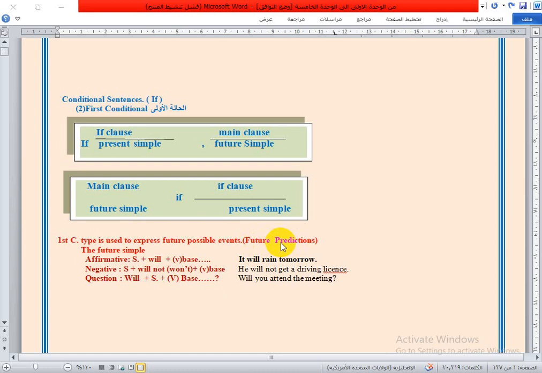In the zero conditional, both sentences must be present simple. In the first conditional, if clause must be present simple, while the main clause must be a future simple.